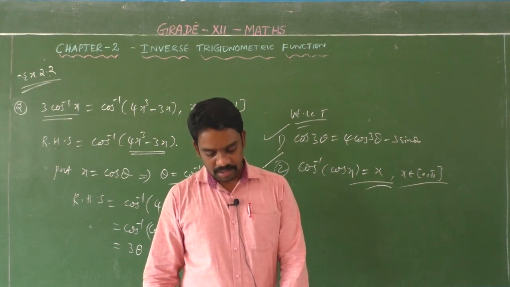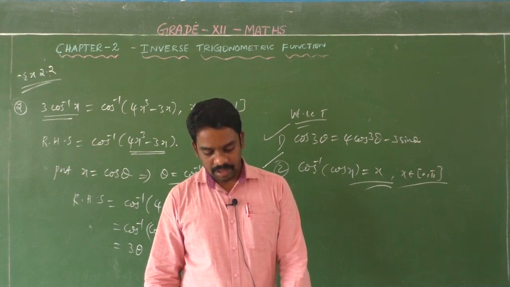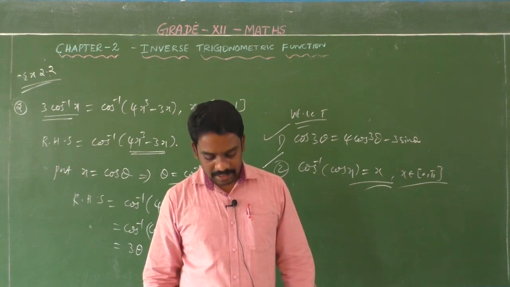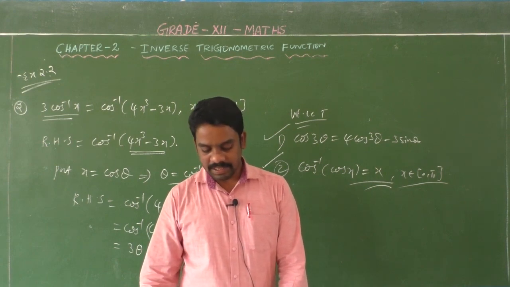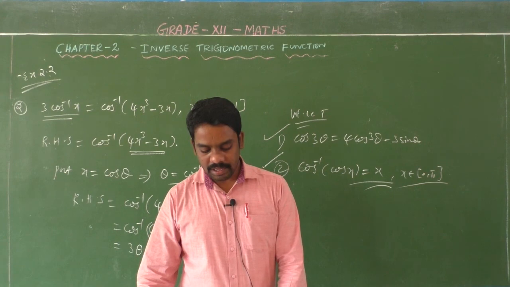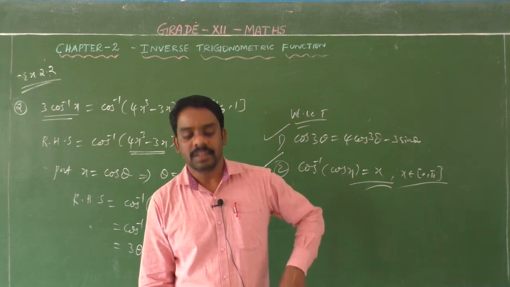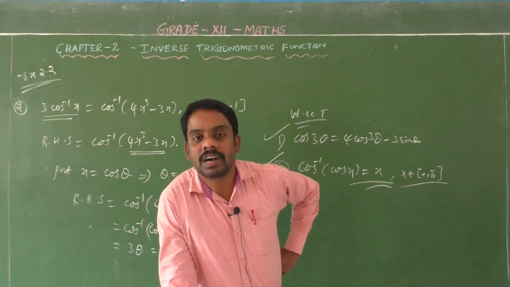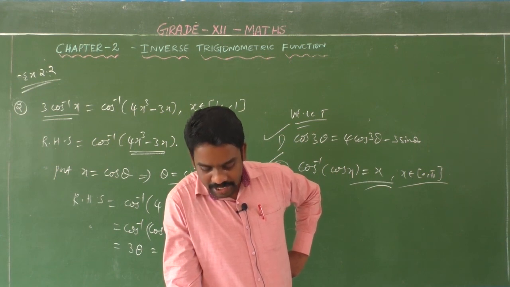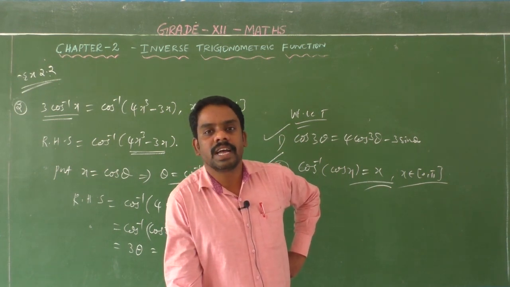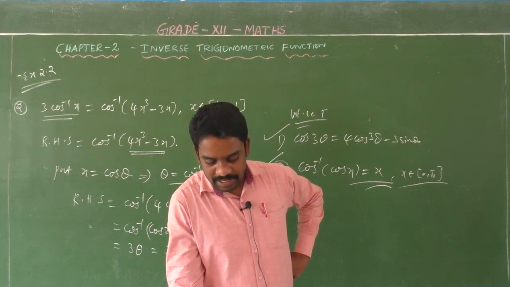Example 3 is the same type: sin inverse of 2x root of 1 minus x² equals 2 sin inverse x. Let x equal sin θ. Let us take the right hand side, sin inverse of 2x root of 1 minus x², and put x equal to sin θ. So 2 sin θ into root of 1 minus sin²θ, which is cos²θ. So root of cos²θ is cos θ. So 2 sin θ cos θ equals sin 2θ. Using the formula, sin inverse of sin 2θ is equal to 2θ. Here θ is sin inverse x, so it is 2 sin inverse x.